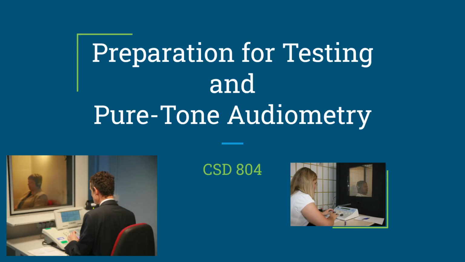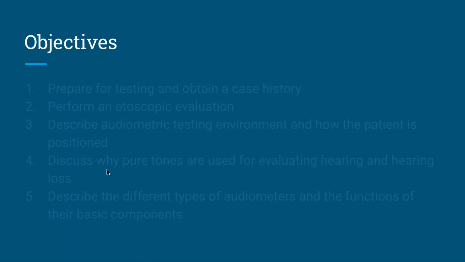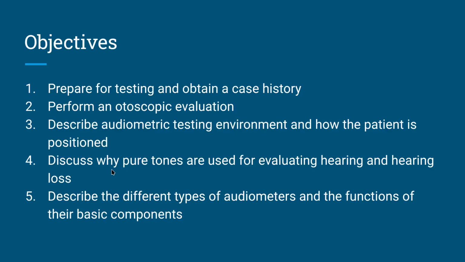Okay, this section is called Preparation for Testing in Pure Tone Audiometry, based on, I believe, Chapter 6 from the Audiology Science to Practice book for this semester. Our objectives here today are to prepare for testing and obtain a case history, perform an otoscopic evaluation, describe the audiometric testing environment and how the patient is positioned, discuss why pure tones are used for evaluating hearing and hearing loss, and describe the different types of audiometers and the functions of their basic components.